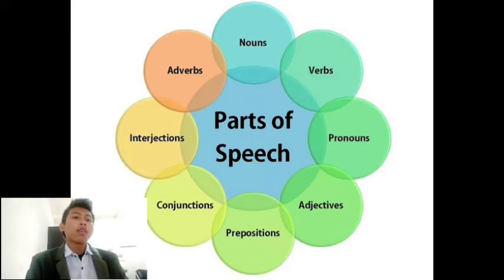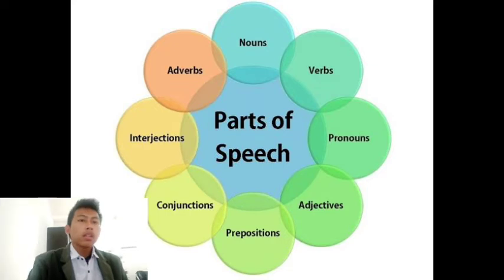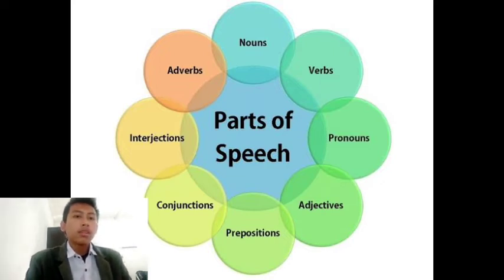Next is each part of speech. Let's get acquainted with each other part of speech. Next is about noun. This part of speech serves to name a person, place, thing, or idea. Generally, nouns are preceded by the particle a, an, and the. Noun can also be singular or plural and concrete or abstract.